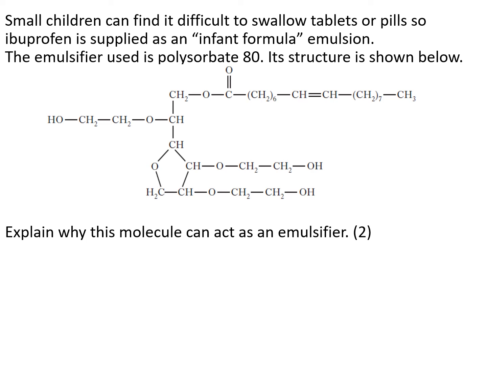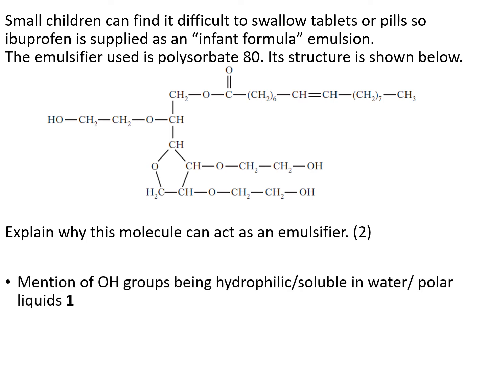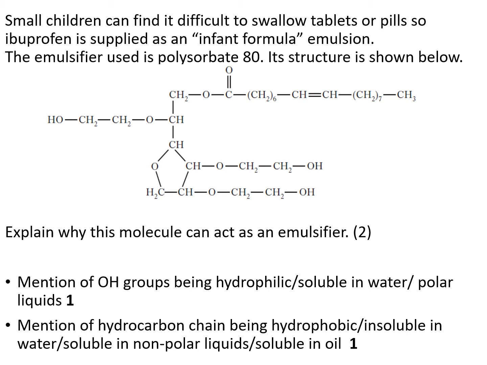Okay, so what do we have here? We've got our emulsifier, and in this emulsifier we've got sections which are polar, so that's the hydroxyl groups on the outside parts, but then we've also got our non-polar hydrophobic section at the top there on the right hand side. So we have to mention the fact that we have these two parts, and also how that will allow it to work as an emulsifier. So have a read of the marking instructions here, please. And if you wrote that, that would be sufficient.